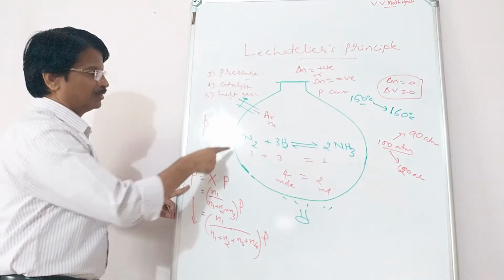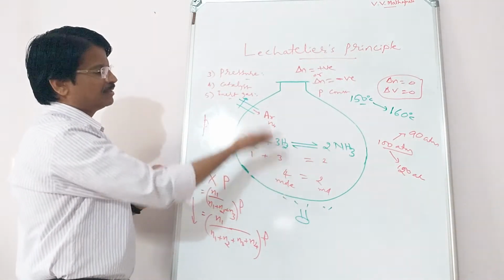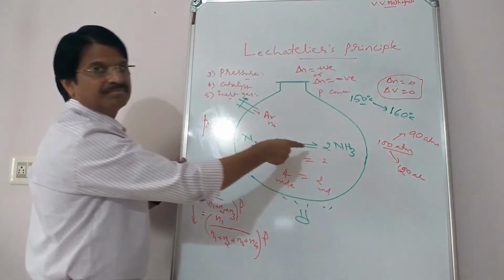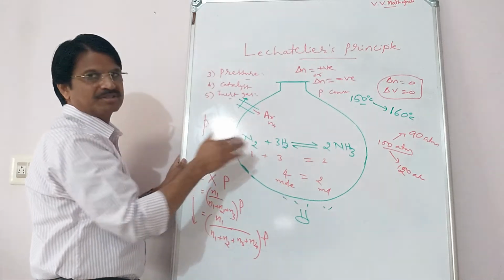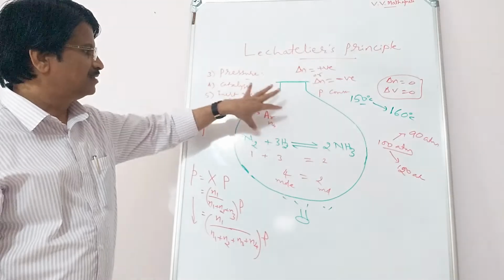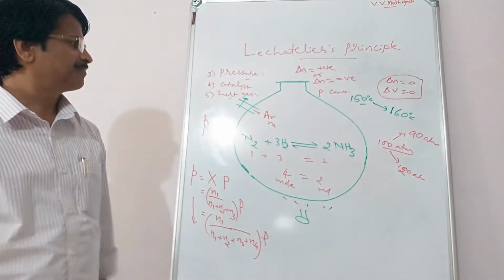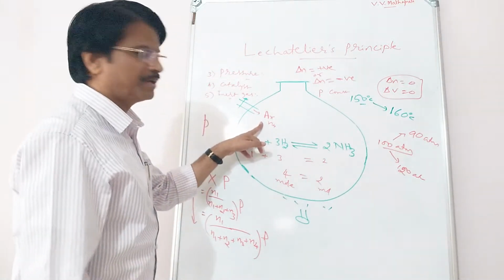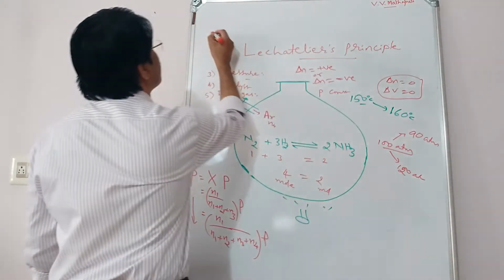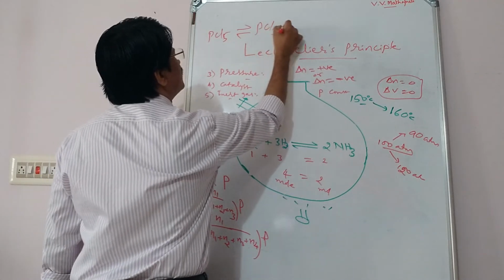Here I told you, if inert gas is added, partial pressure decreases or total pressure decreases. The system tends to increase the pressure by increasing the number of moles. Therefore, the backward reaction is favored. This is the effect of inert gas in the formation of ammonia, the Haber process. Similarly, take the noble gas effect in other examples like the PCl5 reaction. PCl5 reversible to PCl3 plus Cl2.